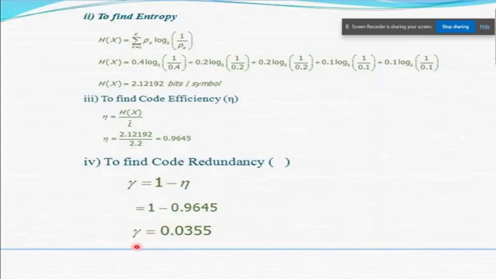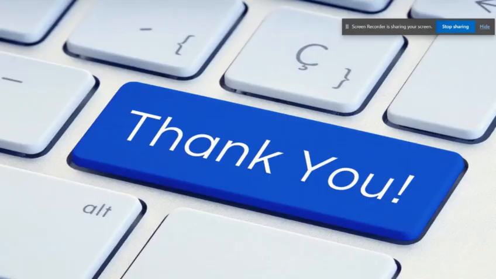In the fourth part, to find code redundancy, the formula is gamma equals 1 minus eta. We found eta in the previous step as the efficiency. We have 0.9645 as the value of eta, so 1 minus 0.9645 gives 0.0355 as the code redundancy for this problem. Thank you.